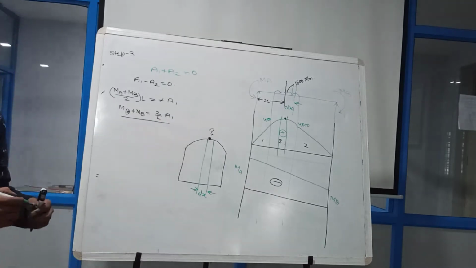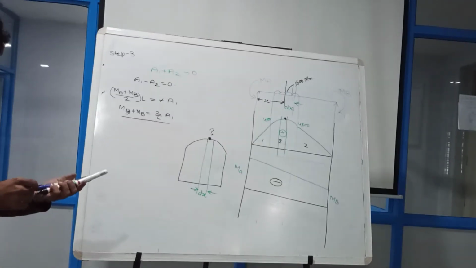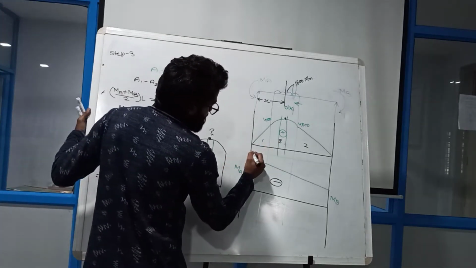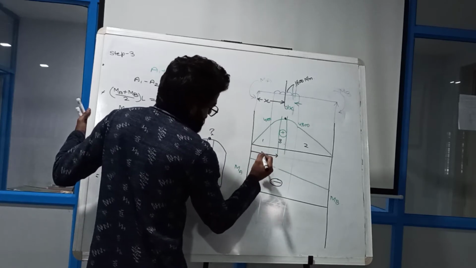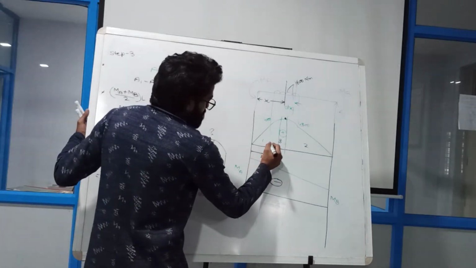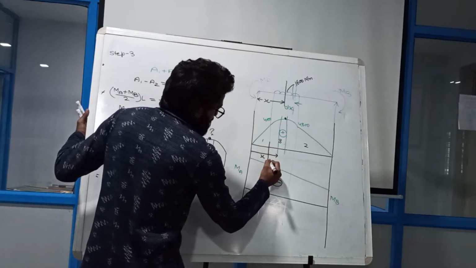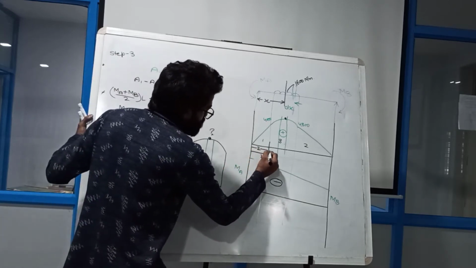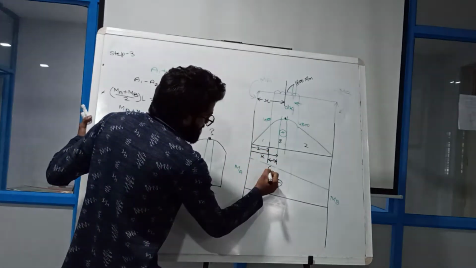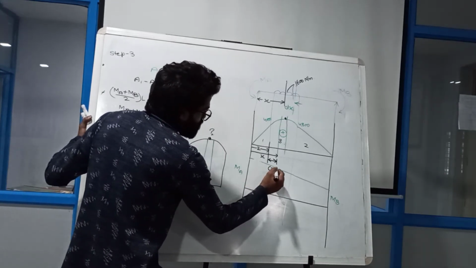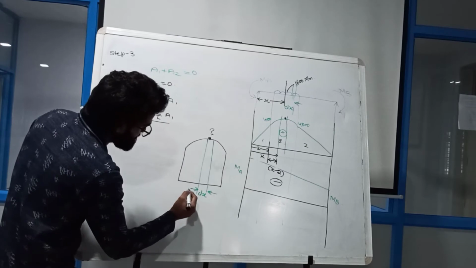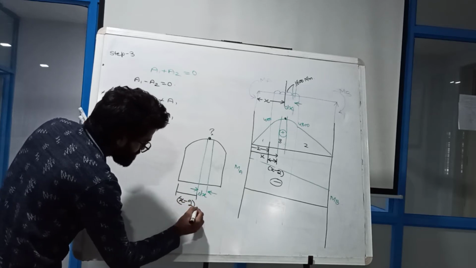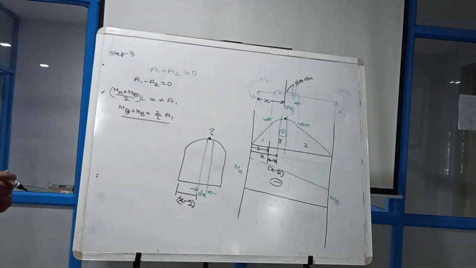Now I will calculate my moment for this stirrup. Before calculating the moment, I should know what the distance is. From here to here my distance is x. Am I right? And from here to here, what is my distance? This total distance is 2. So what can I write from here? x minus 2. So this distance is x minus 2. Am I right?